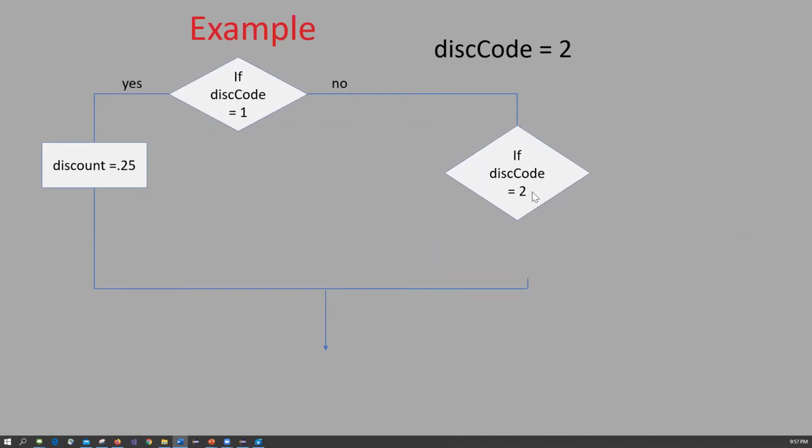In this case, now we're going to ask, is it a 2? Yes, it is. So we're going to take the yes branch. Discount is equal to 0.15. We then exit the if structure.